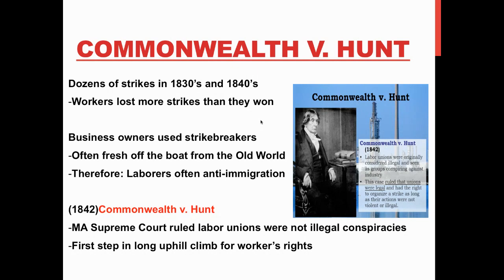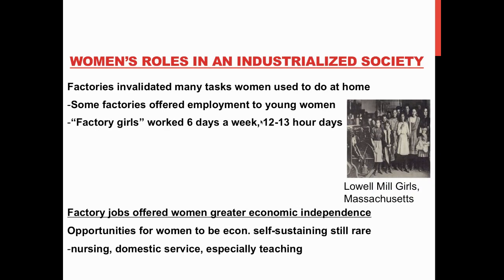In Commonwealth v. Hunt, the Massachusetts Supreme Court rules that labor unions are in fact not illegal conspiracies, and this is the first Supreme Court win for labor unions in a very long uphill road that is going to go all the way up until the 1950s before the rights of workers are truly recognized and realized. And then after the 1950s, we actually see a decline in union rights.